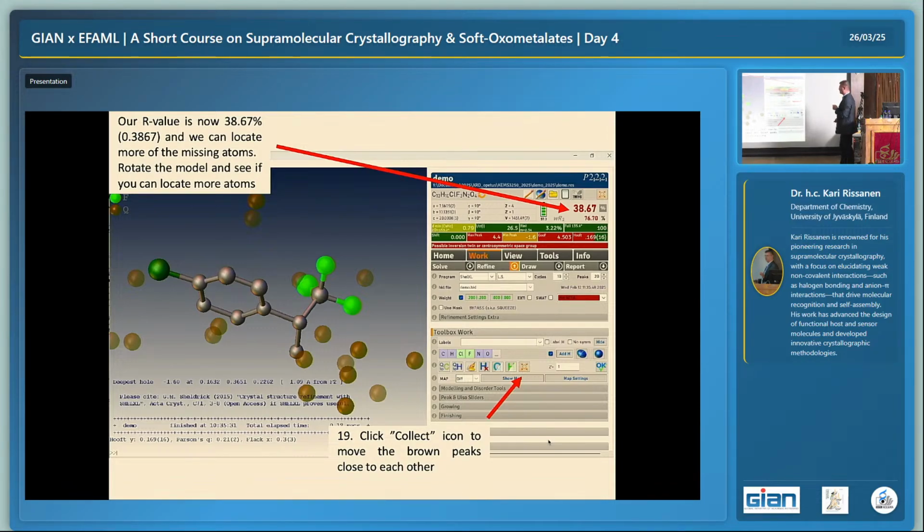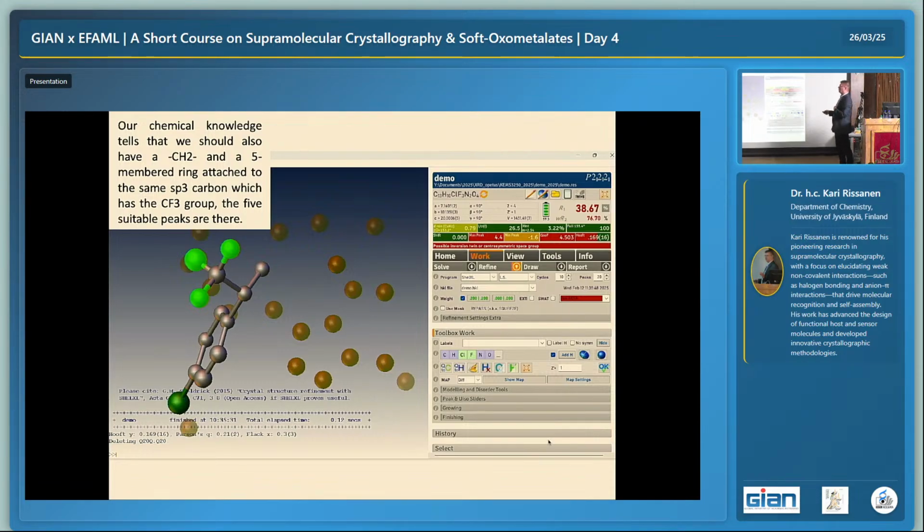So we click it there, and now it turns out that there really seems to be a 5-membered ring in here. And now our chemical knowledge tells us that we should have a CH2 group and a 5-membered ring attached. So it seems that could be the CH2 and that could be the 5-membered ring. Other peaks are also there, don't worry about it yet, but that's the idea. Well, let's see what happens.